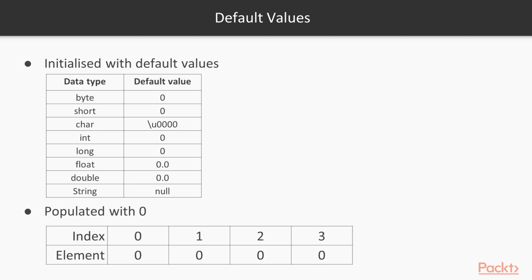When the array is created, each element in the array is initialized with the default value for the array's data type. Here is a reminder of those types. So the integer array you saw earlier will be pre-populated with a default value of 0.